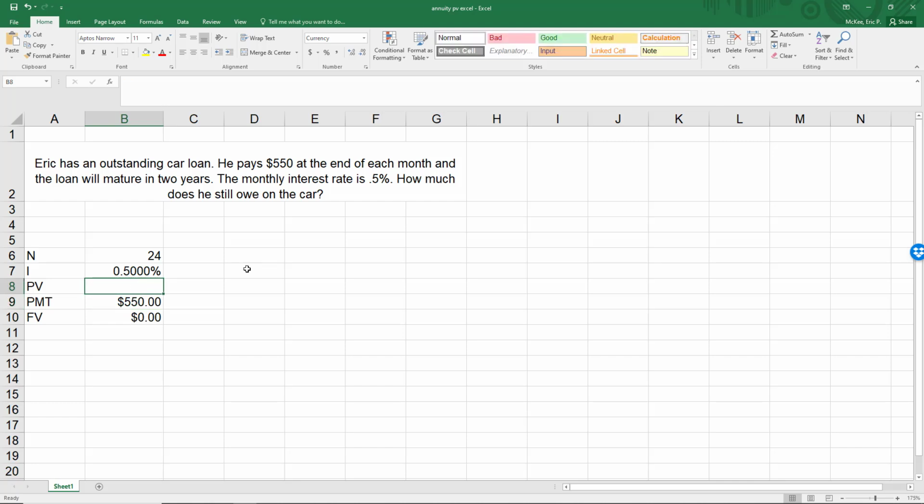Go to present value, type equals PV, and it shows me the parameters I need to enter. First one is the interest rate. That is the 0.5% monthly rate, 0.005. Next one is number of periods. My number of payments for the annuity is 24. Payment is the payment per month. That's the 550. I put it in. I can make this negative 550, positive 550, doesn't matter.